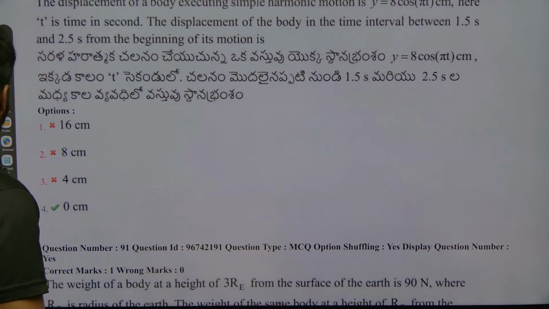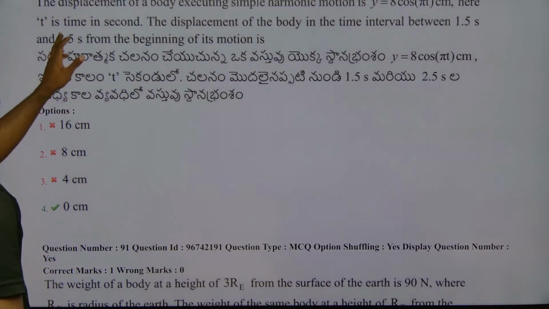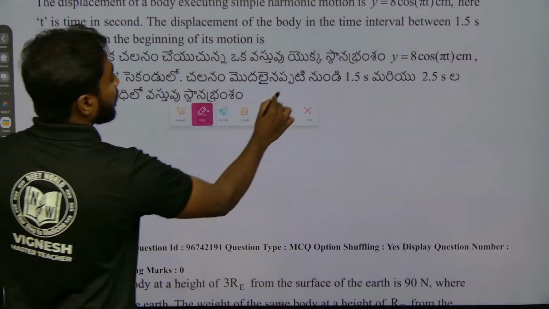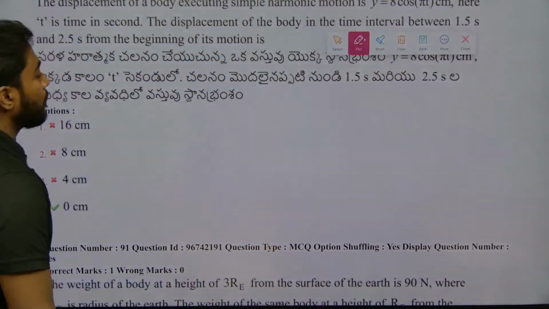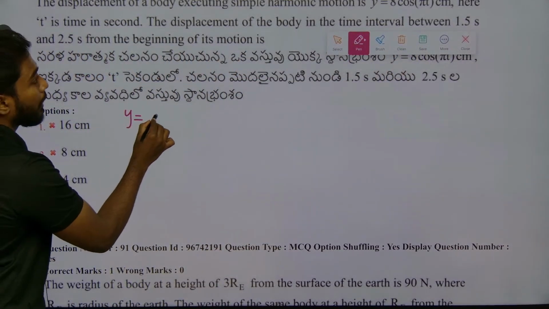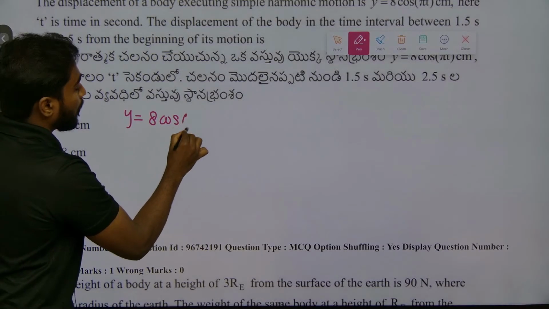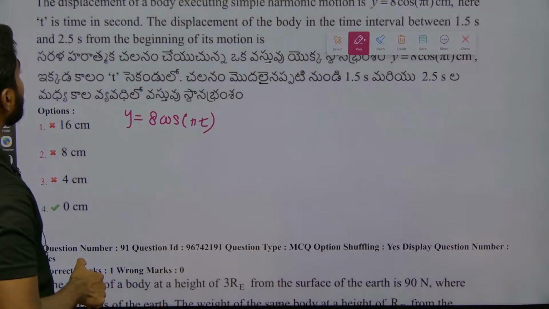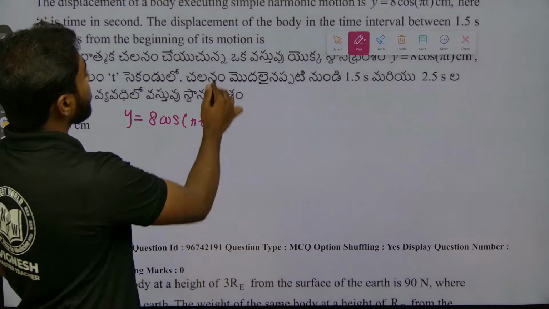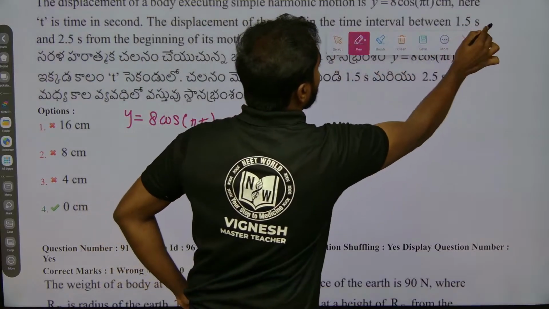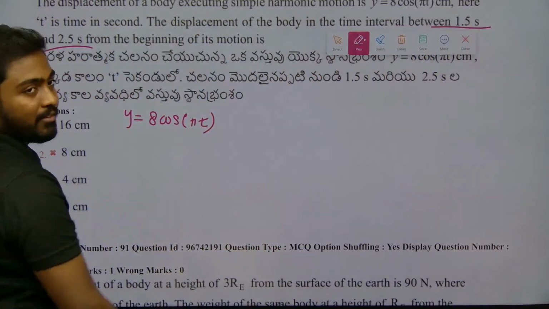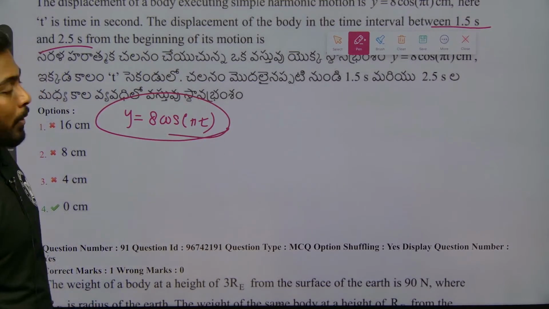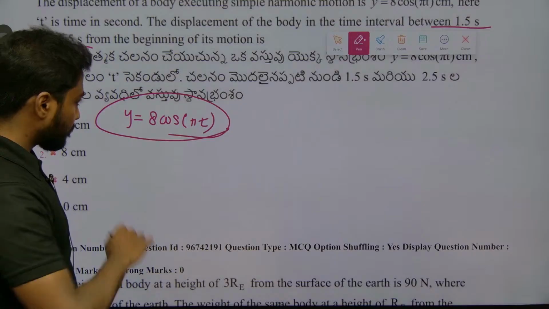The question says the displacement of a body executing simple harmonic motion is y is equal to 8 cos of pi t, where t is time in seconds. They are asking the displacement of the body in the time interval between 1.5 seconds to 2.5 seconds. So they have given the equation y is equal to 8 cos of pi t.